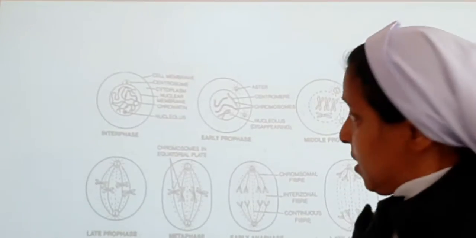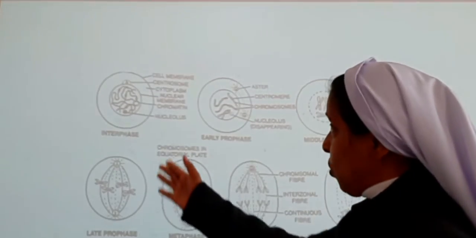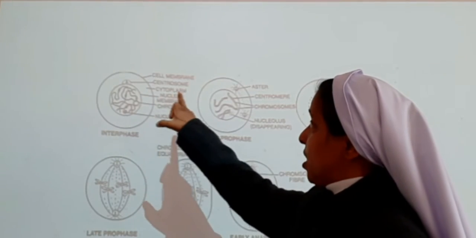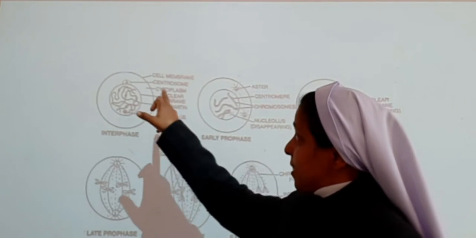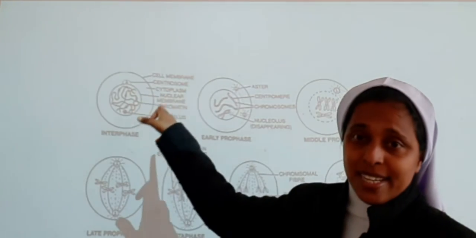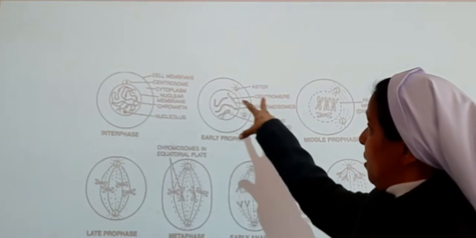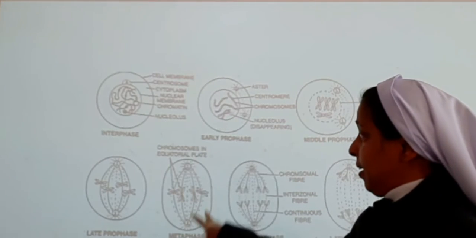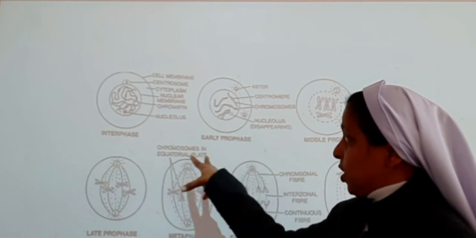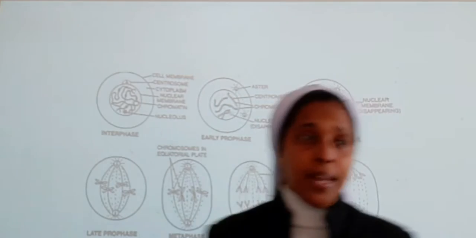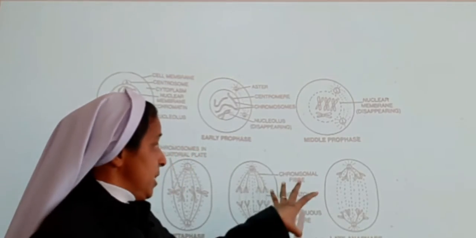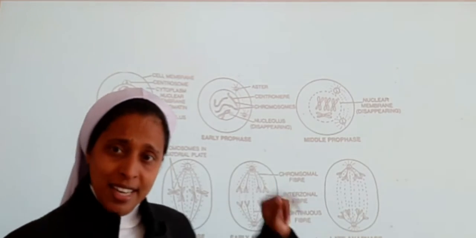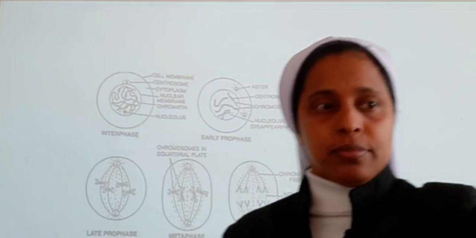Now moving forward, as I have told you, in the interphase stage you can see here the cell membrane, centrosome, cytoplasm, nuclear membrane, chromatin, and nucleolus. In the early prophase stage, how the aster is moving is very clearly given here. In the metaphase stage, the chromosomes come to the equatorial plane, and in the early anaphase stage, the centromeres move forward. All these are clearly given in this image.